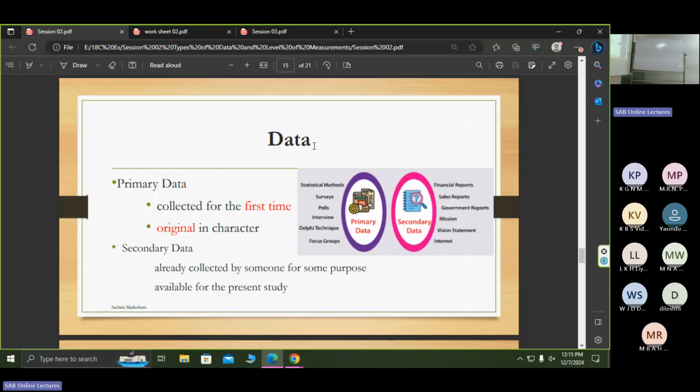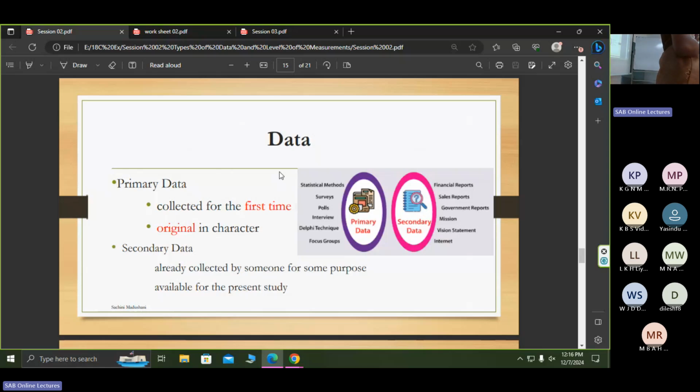There are two types of data sources. What are they? Primary data and secondary data. It's clear? Based on our study, we need to decide whether we need primary or secondary data. We are doing quantitative research, which is based on data. We decide, based on our objective, the independent and dependent variables, and after that we decide which kind of data we need. What are the two main types of data sources? Primary data and secondary data.